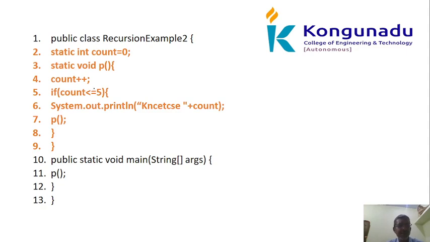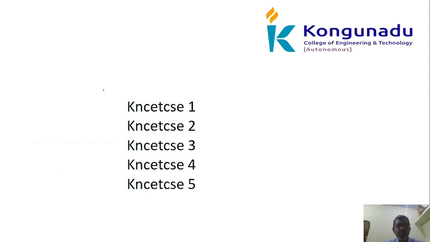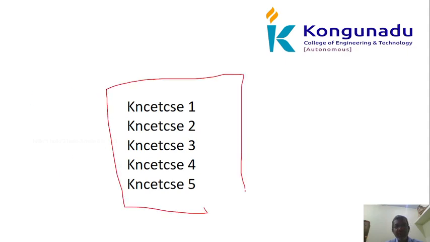Another example program is given. Public class recursion. Simply, if your count is less than or equal to 5, it will print the value. To make it simple, this is the recursion statement. You will get the output for the previous program, the values 1 up to 5.